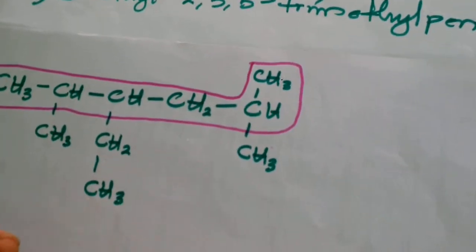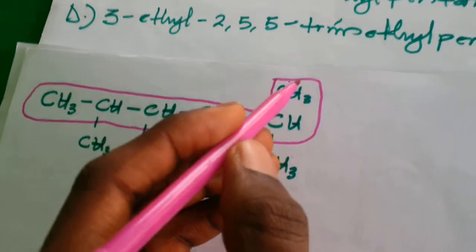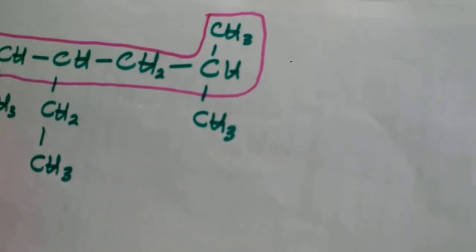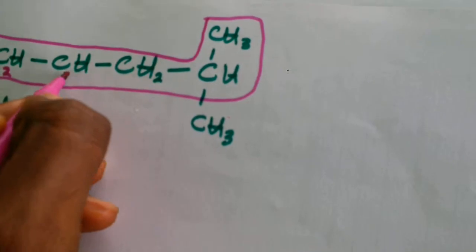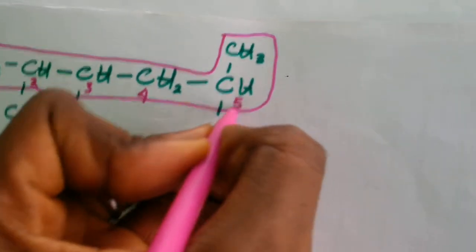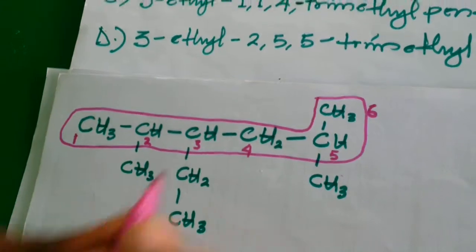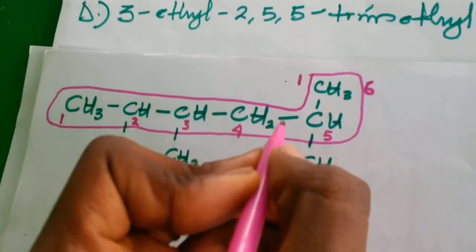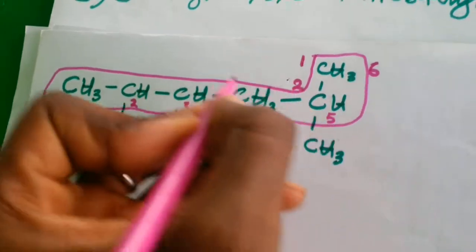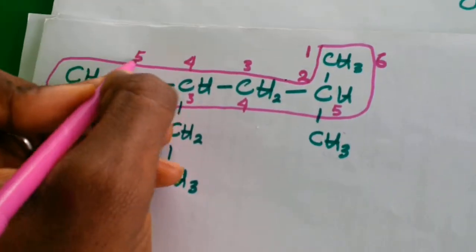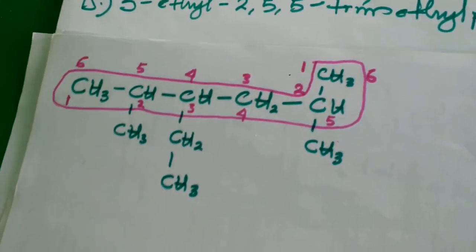So let's start our numbering. We can start numbering from here or from here. Now let's see. Let's start from here at first. 1, 2, 3, 4, 5, 6. Also, let's start from here. 1, 2, 3, 4, 5, 6.